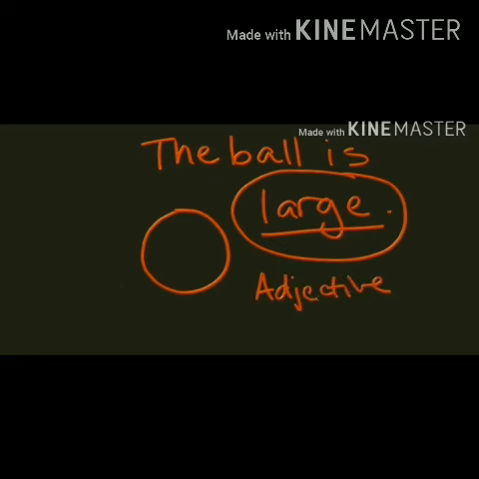Once again, we'll have a small ball. Now you will say the ball is small. And the word small is an adjective. It describes a quality and characteristic of this ball. Let's take another example. We are going to say Petty is tall. The word tall is an adjective.